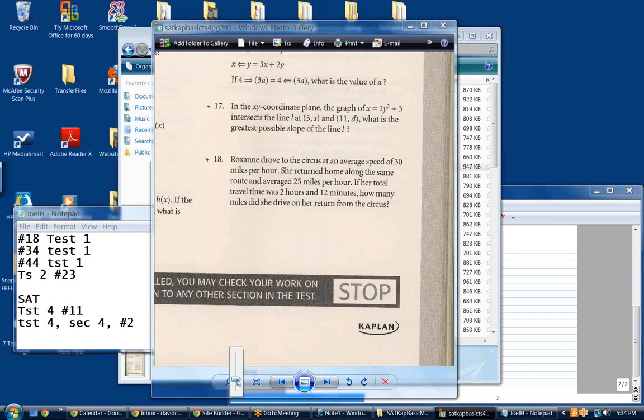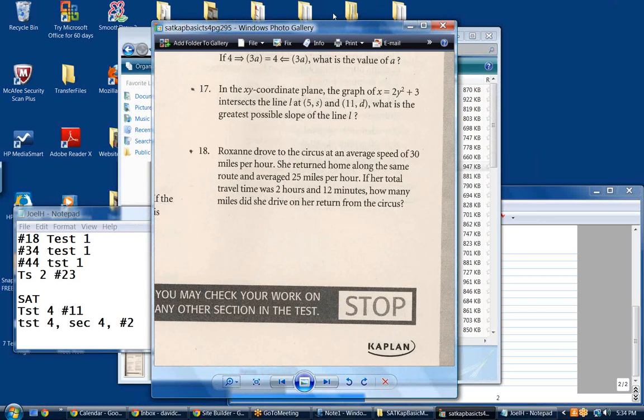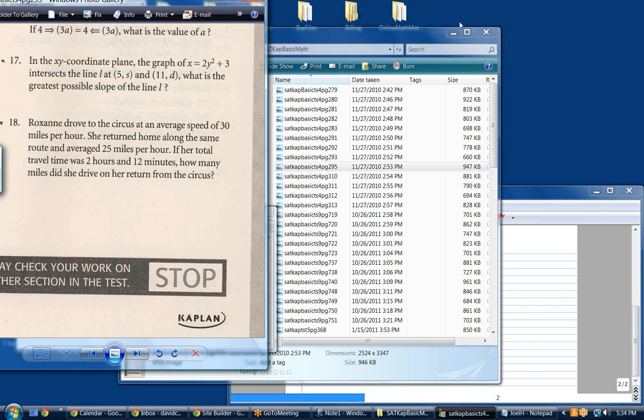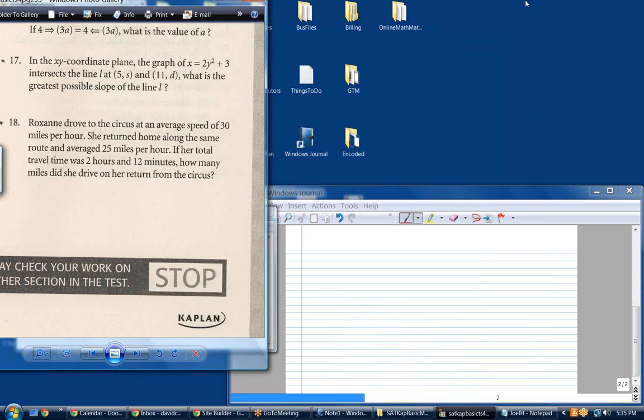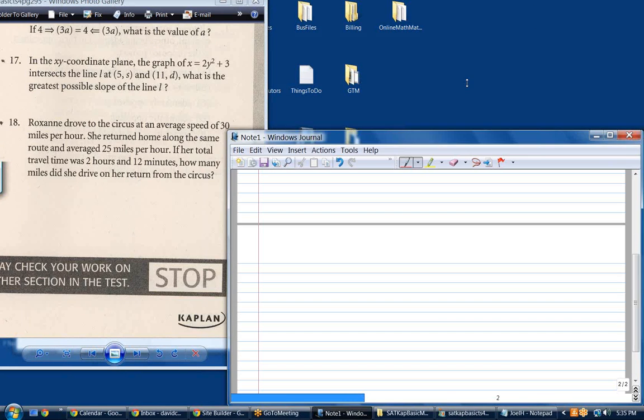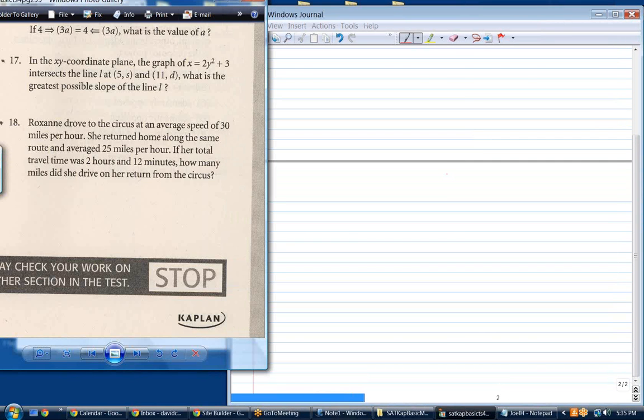Let me blow it up just a little bit here. Let me move everything out of the way and make that bigger. Okay. So she drove to the circus at an average speed of 30. She returned and averaged 25. And I want to know how many miles she drove on her return. She took a total of 2 hours and 12 minutes.